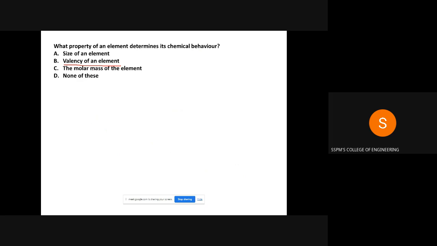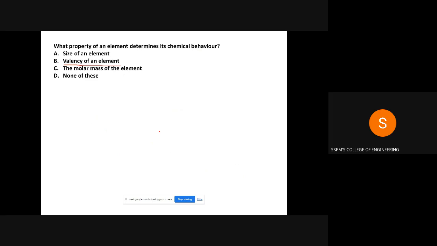So the molar mass doesn't affect the chemical behavior. An element with smaller molar mass may also have chemical properties, and an element with larger molar mass also has chemical behavior. Size of atom also doesn't affect chemical behavior. Bigger atoms can be reactive, whereas smaller ones can be more reactive. So element size doesn't matter, only the valency of an element is related to chemical behavior.